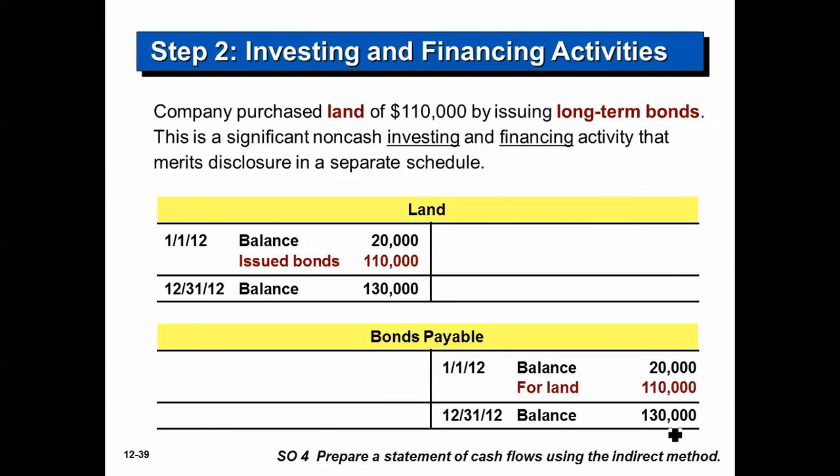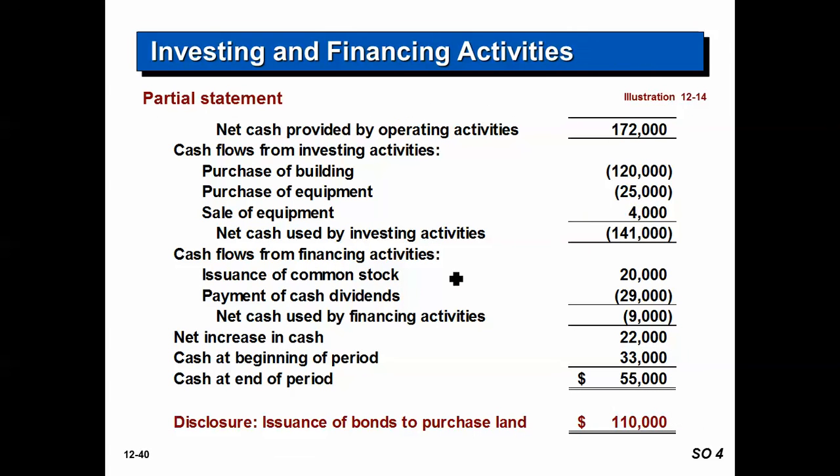Step two is investing and financing activities. The company purchased land for 110 by issuing long-term bonds. So if I issued long-term bonds, then that is a source of cash. So therefore, the net cash provided from operations we showed is 172. But if I purchased a building for 120, that's a cash outflow. If I purchase equipment, that's a cash outflow. If I sold equipment, that's that gain. Remember the gain and loss?